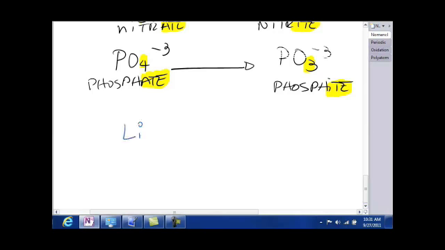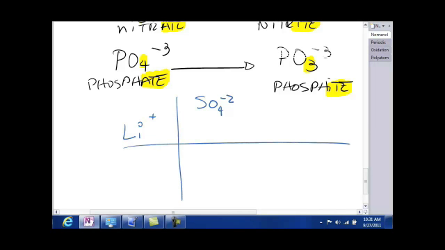You put your lithium together with SO4 minus 2. And you crisscross. And what do you get? Li what? 2 SO4. And what's the name? Lithium sulfate. I don't have to say lithium 1 because lithium is always a 1. If there was a variable oxidation number metal, I would have to do that.